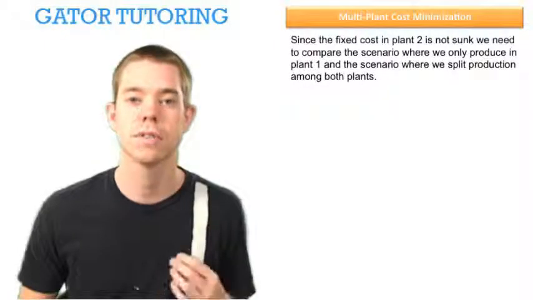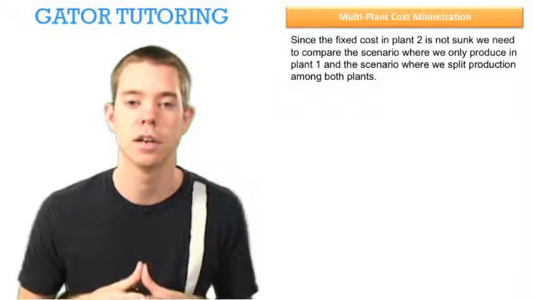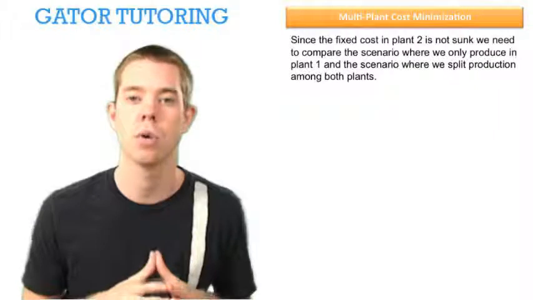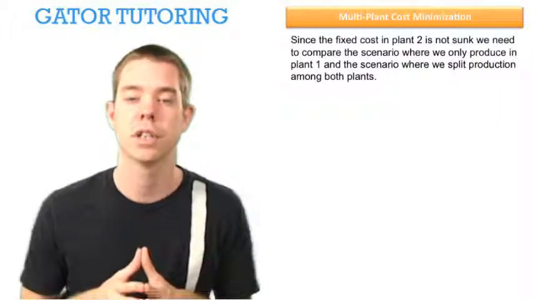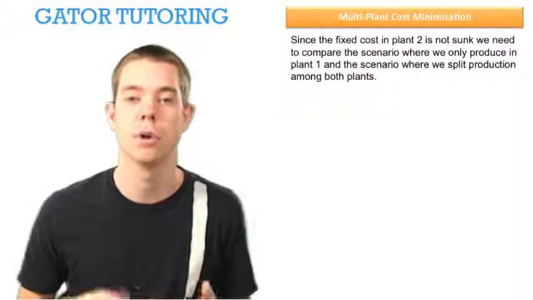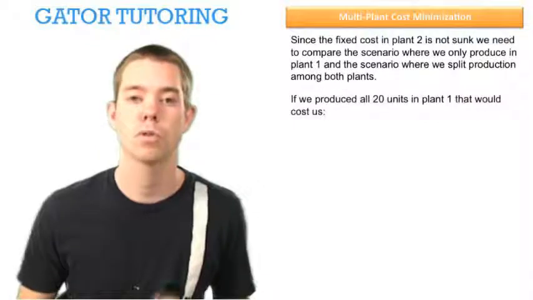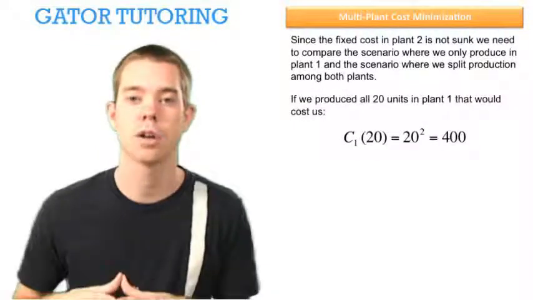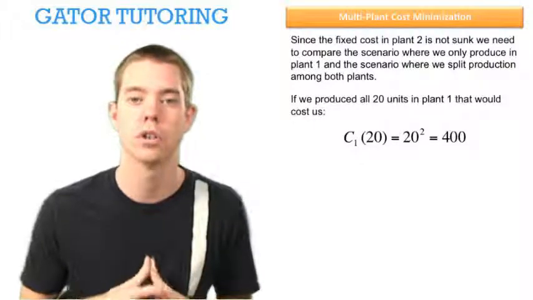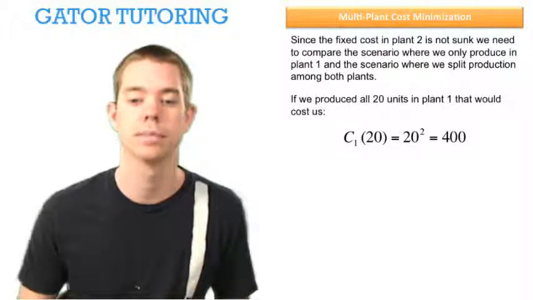Well, first, since the fixed cost in plant 2 is not sunk, we need to compare the scenario where we only produce in plant 1 to the scenario where we split production among both plants. So if we produced all 20 units in plant 1, that would cost us $400 because we'll just plug in 20 to our cost function for plant 1.